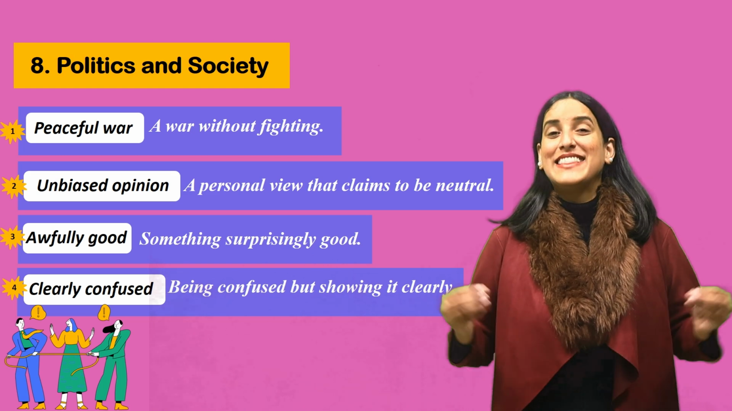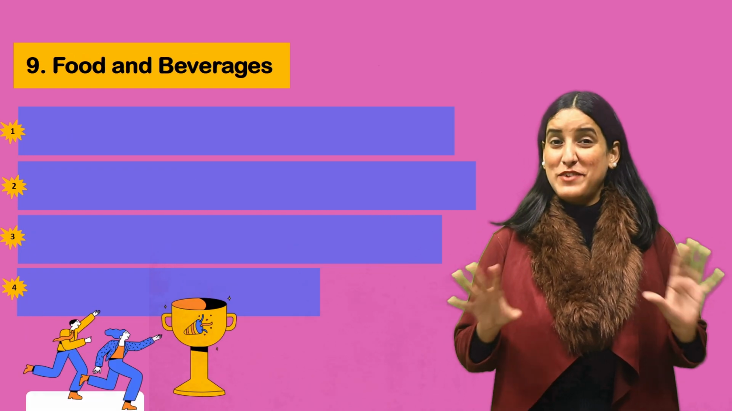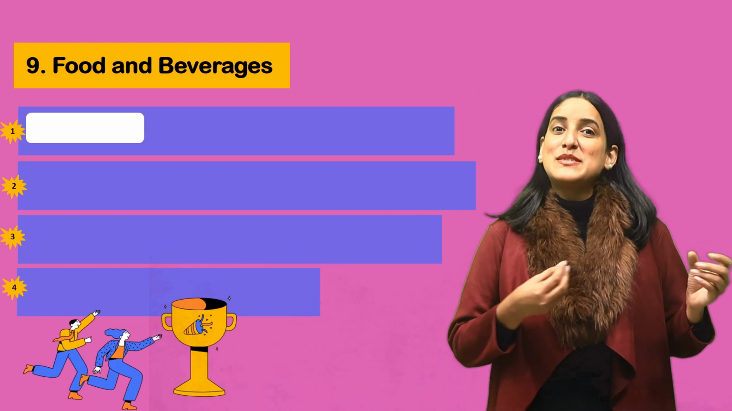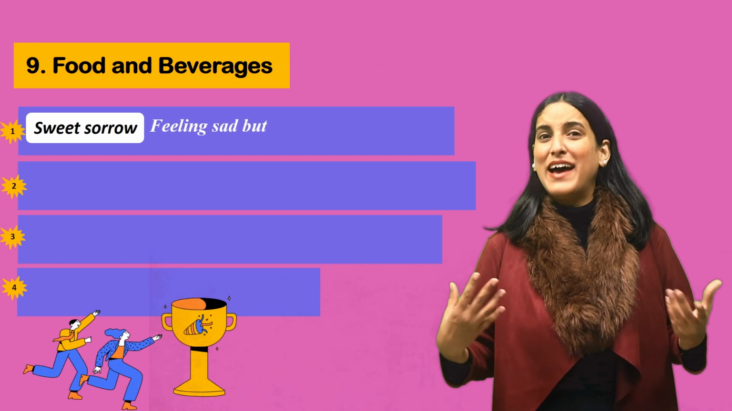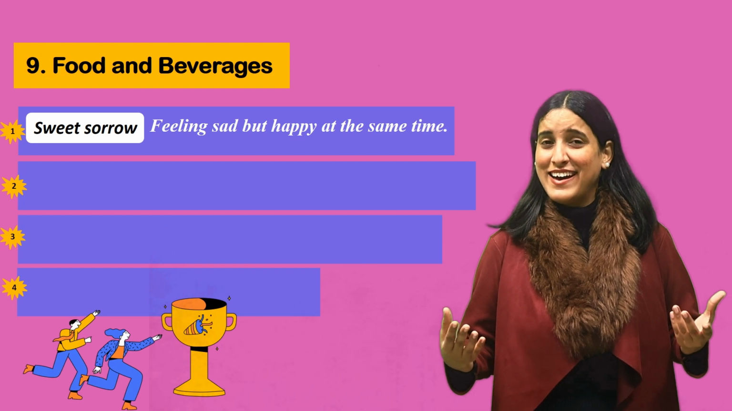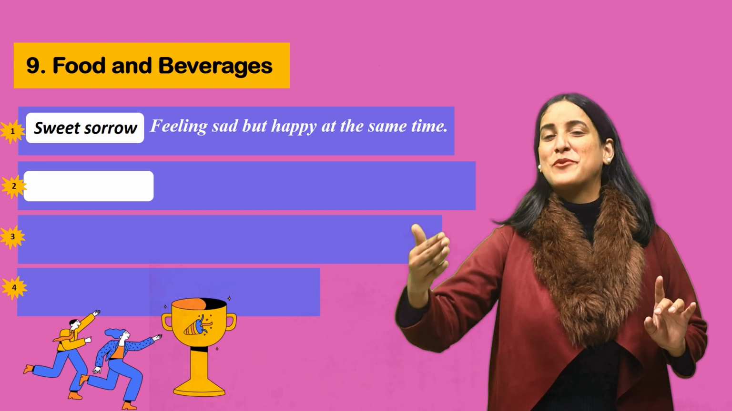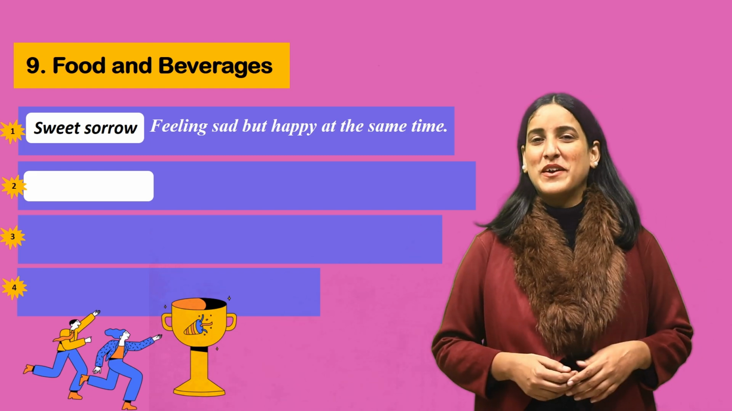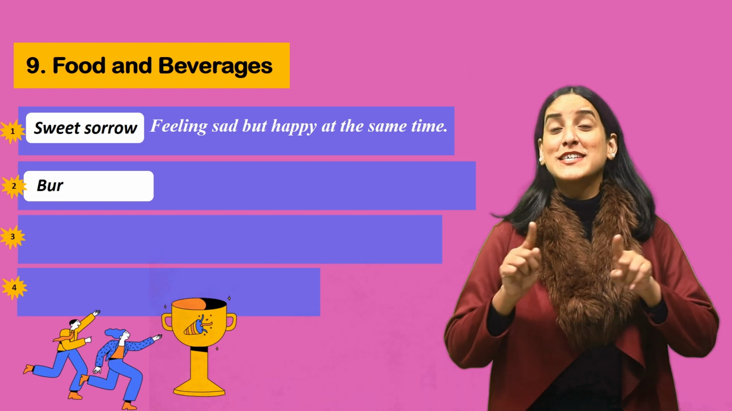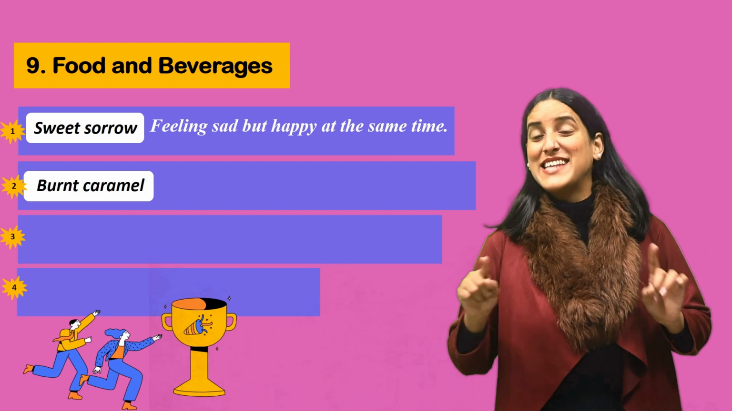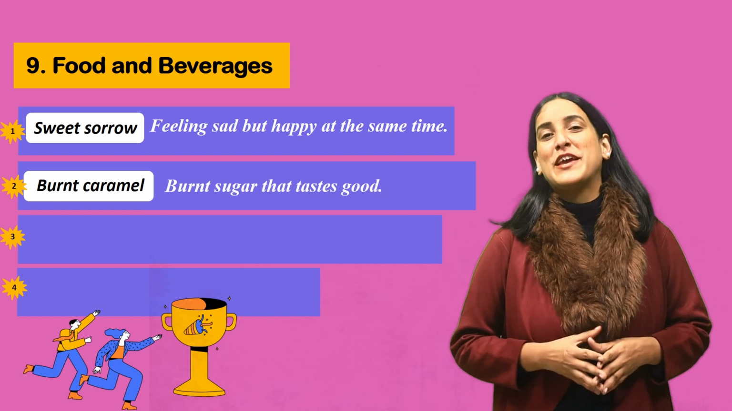Yes. The 9th set of phrases are from food and beverages, okay, food and drink. The first one being sweet sorrow, feeling sad but happy at the same time. And I think it happens with us, right? For example, leaving home for a university, away from home was a sweet sorrow for her. You were happy, but you were slightly sad at the same time, right? Burnt caramel, burnt sugar that tastes good. Like the dessert had a rich burnt caramel flavor.